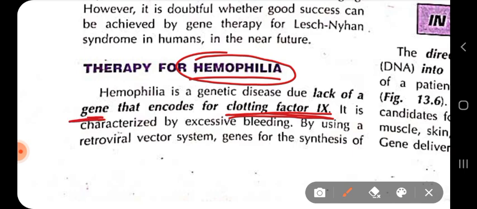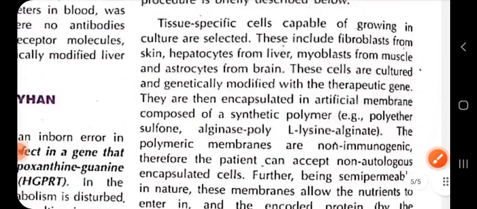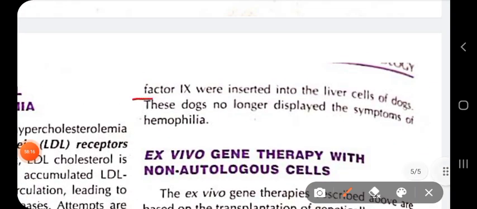So the gene that is responsible for the clotting factor 9 is non-functional, and that leads to excessive bleeding. No clotting will occur, and the patient will die due to loss of blood. Now through gene therapy we can treat hemophilia by isolating the gene responsible for clotting factor 9 and introducing it into the patient's target cell.